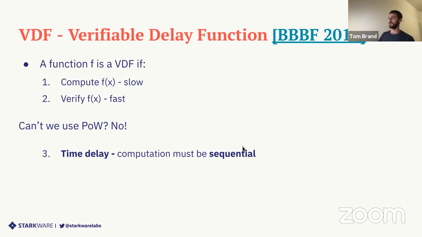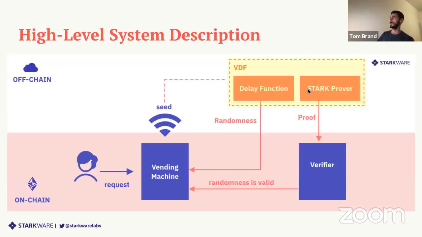Why is it important for us that this time is sequential? Because if we know that this computation is sequential and we can lower bound the step of computation, then we can get a lower bound on the time delay that this kind of computation gives us, right? So a VDF is basically a way to verify that a delay has passed. And now we'll talk about how we achieve it with those two building blocks.